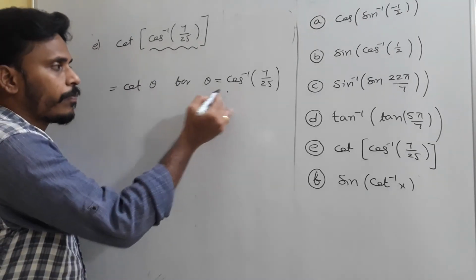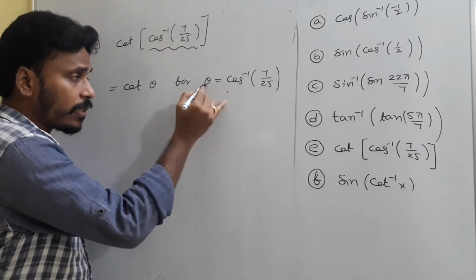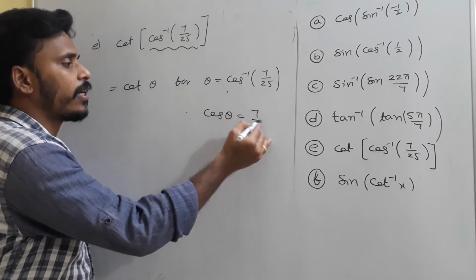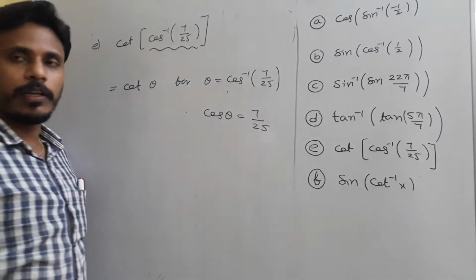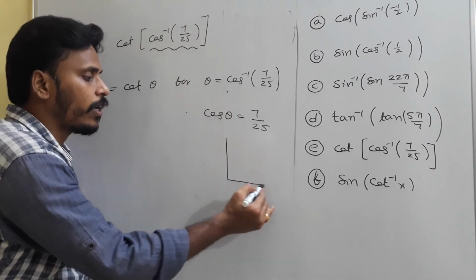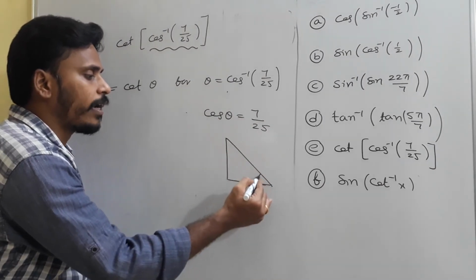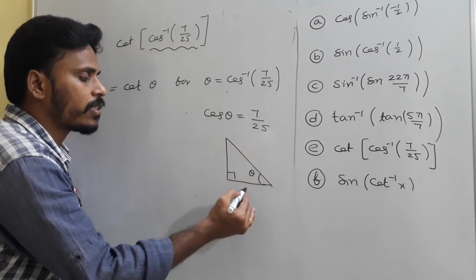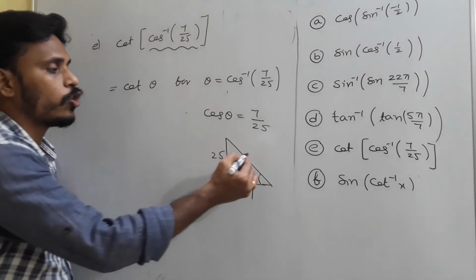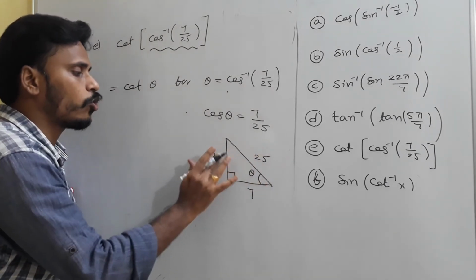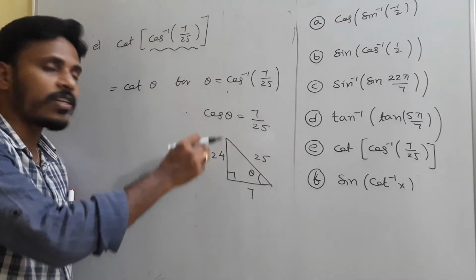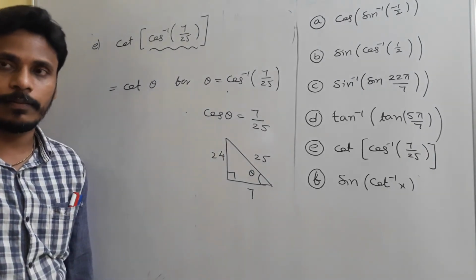And from this, theta is equal to cos inverse 7 by 25, which means cos theta is equal to 7 by 25. Since cos theta is 7 by 25, you just frame a right angle triangle. Adjacent side is 7, hypotenuse is 25, then for sure you will get the opposite side as 24. So now this triangle corresponds to theta.